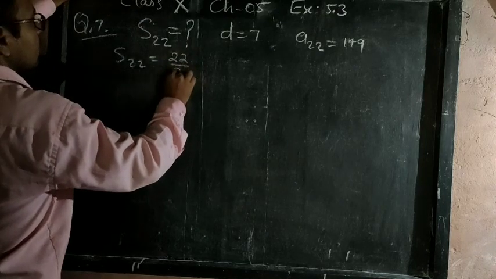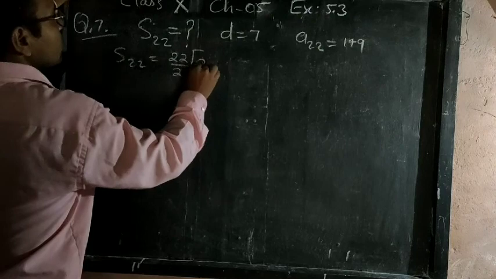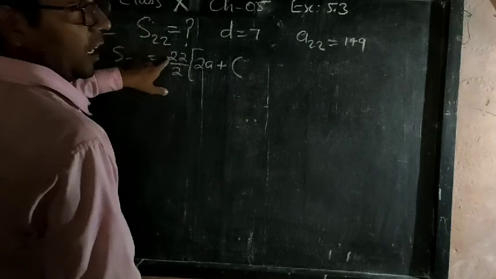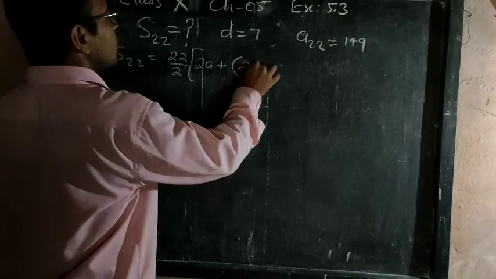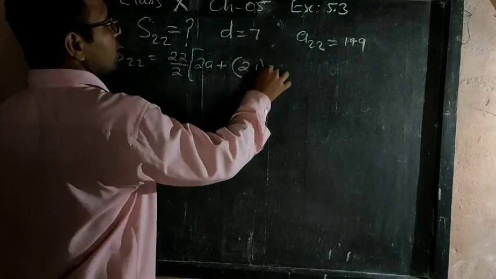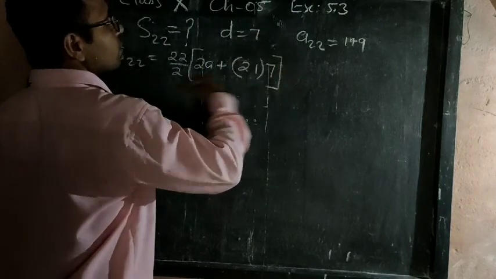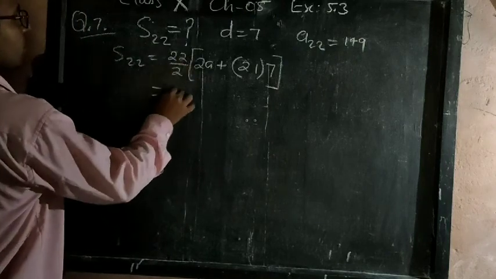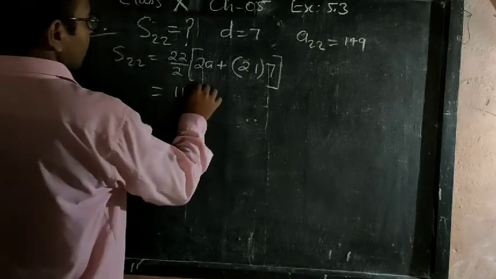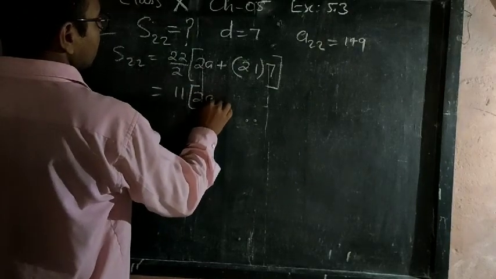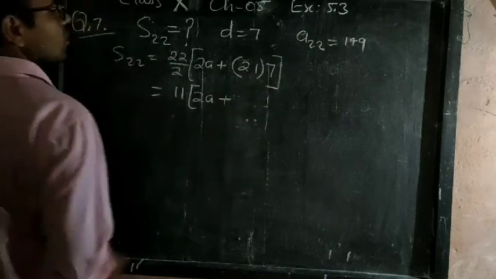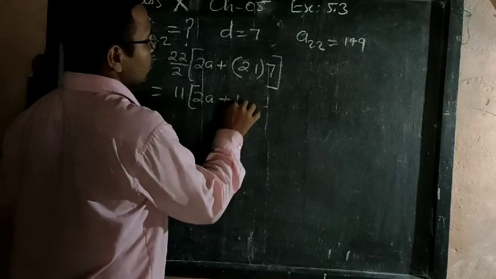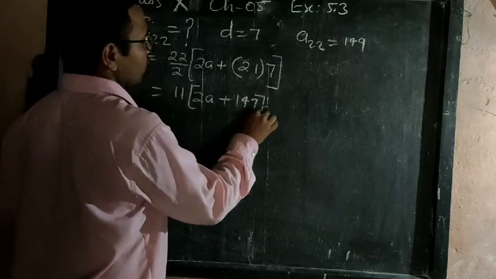So S22 is equal to 22 by 2, n by 2, into (2a plus (n minus 1), that means 22 minus 1, which is 21, into d, that means 7). This much we will get here. Now it will become 11 into (2a plus, just multiply this one). 7 ones are 7 and 7 twos are 14, so we get 147.